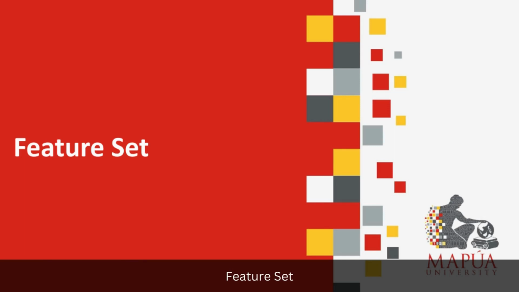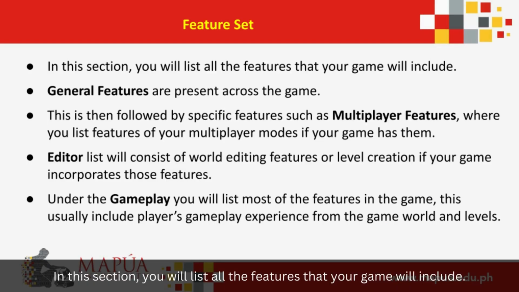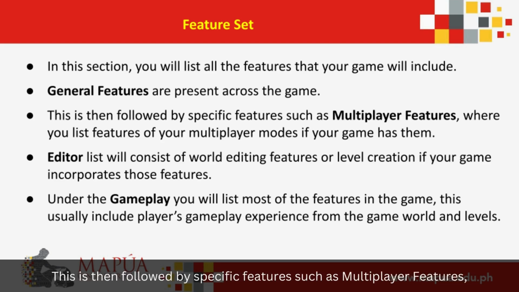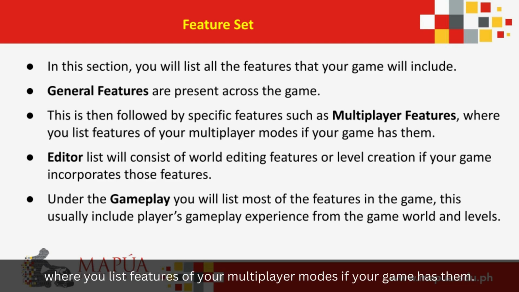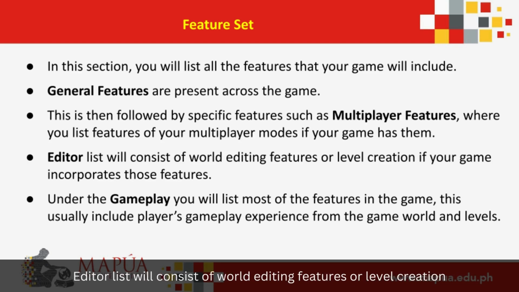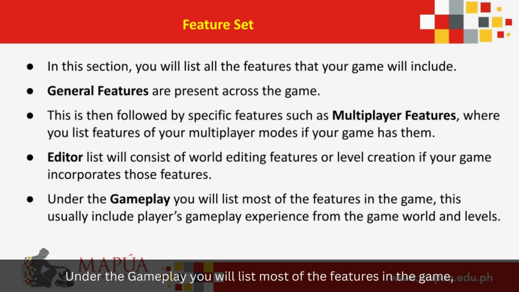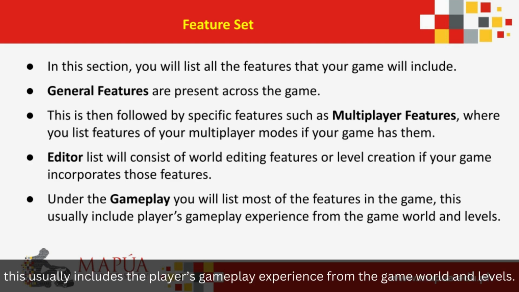Feature set. In this section, you will list all the features that your game will include. General features are present across the game. This is then followed by specific features such as multiplayer features, where you list features of your multiplayer modes if your game has them. Editor list will consist of world editing features or level creation if your game incorporates those features. Under the gameplay, you will list the most of the features in the game. This usually include players' gameplay experience from the game world and levels.